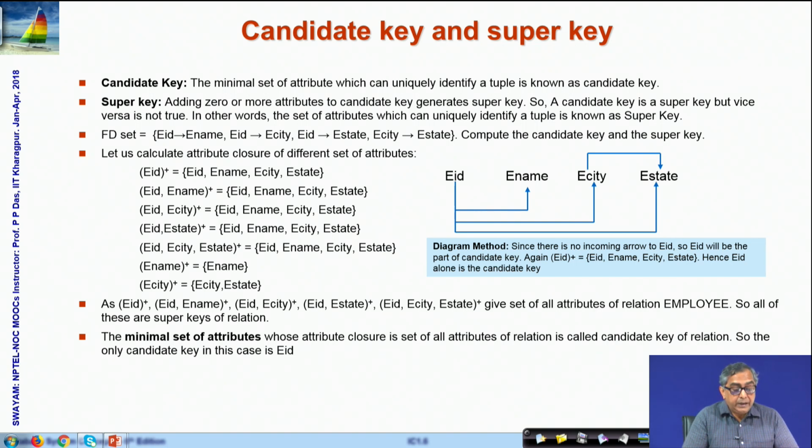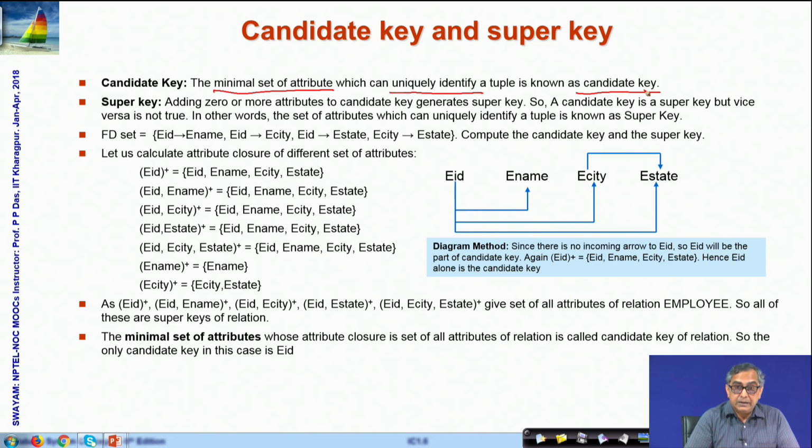Please remember that a candidate key is a minimal set of attributes which can uniquely identify the tuples. So, if I identify any minimal set of attributes, so that if two tuples match on those attributes, then they must match on all the other attributes, that is the unique identification condition, then we say it is a candidate key. So, there could be multiple candidate keys in a particular relation.